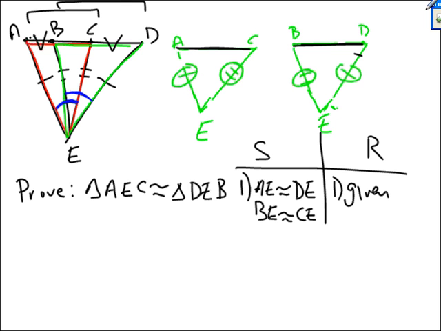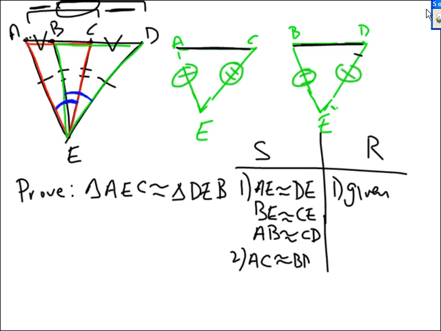Well, basically, I know that AB and CD are congruent. I just add BC. Alright, so we are also given that AB is congruent to CD. So statement 2 is I can say AC is congruent to BD.